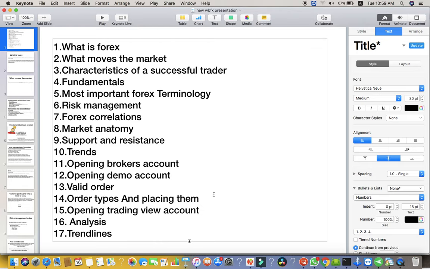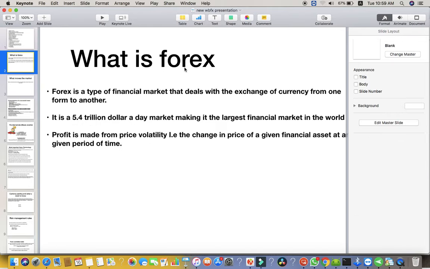So we have other order types and placing them. There are various orders. Then we talk about opening a TradingView account and analysis. Then we talk about trend lines. So now let's talk about what is forex.